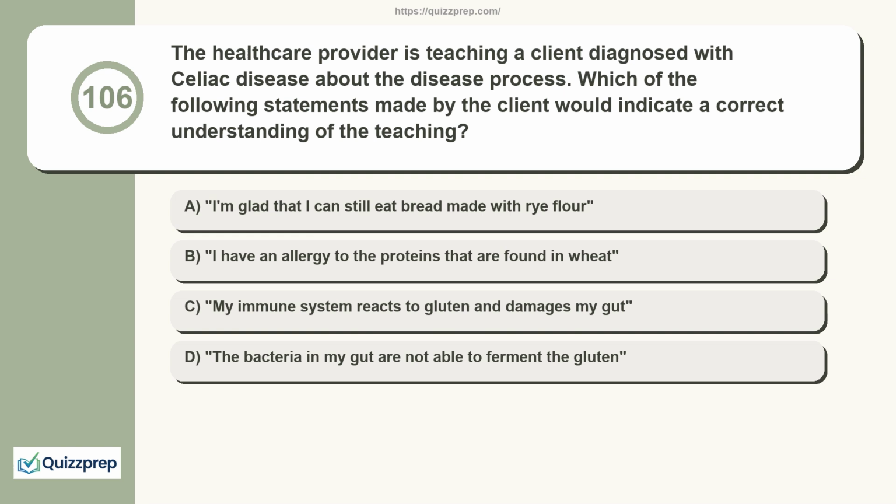Question 106. The healthcare provider is teaching a client diagnosed with celiac disease about the disease process. Which of the following statements made by the client would indicate a correct understanding of the teaching? I'm glad that I can still eat bread made with rye flour. I have an allergy to the proteins that are found in wheat. My immune system reacts to gluten and damages my gut. The bacteria in my gut are not able to ferment the gluten.